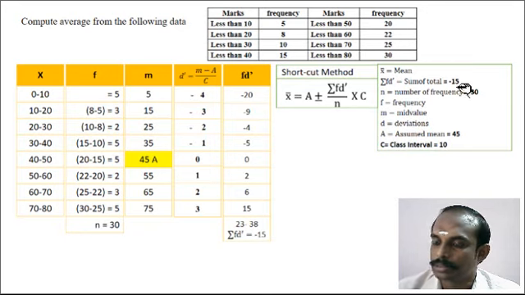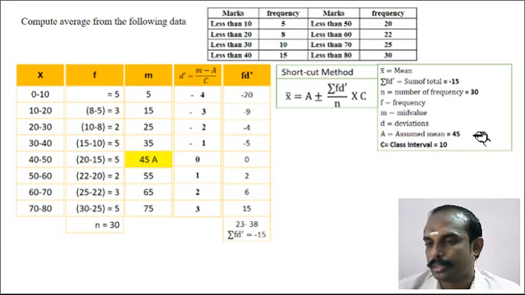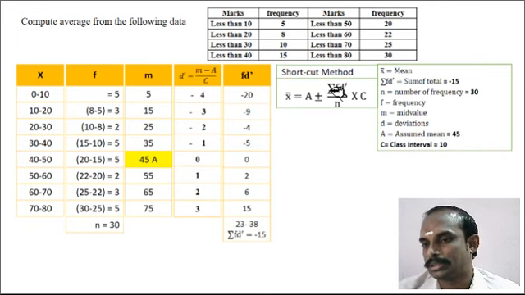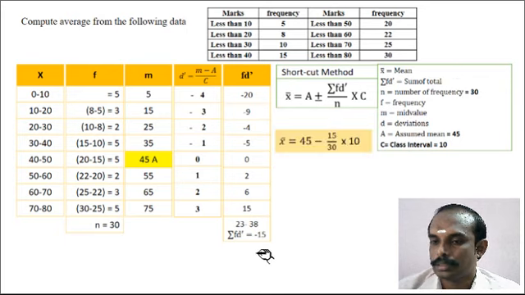So the sum of f d dash is minus 15, n is 30, A the assumed mean is 45, and c the class interval is 10. To apply the formula, x bar is equal to A plus or minus sum of fd dash divided by n into c. Putting in the values, x bar is 45 minus 15 divided by 30 into 10, which is 5. So x bar is equal to 45 minus 5, so x bar is equal to 40.